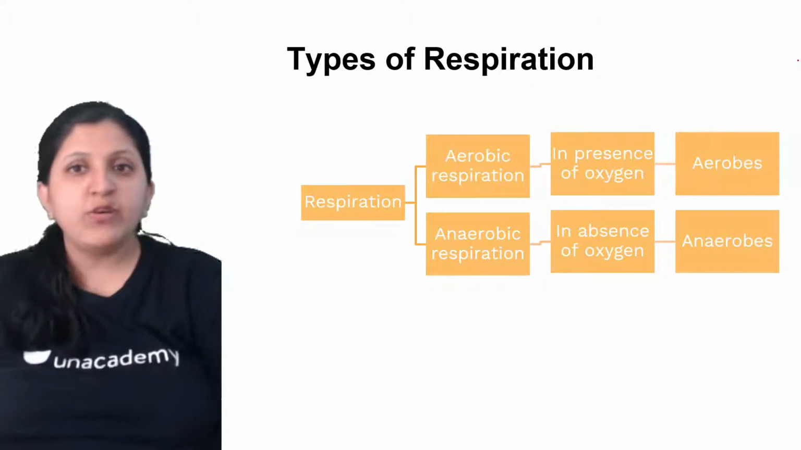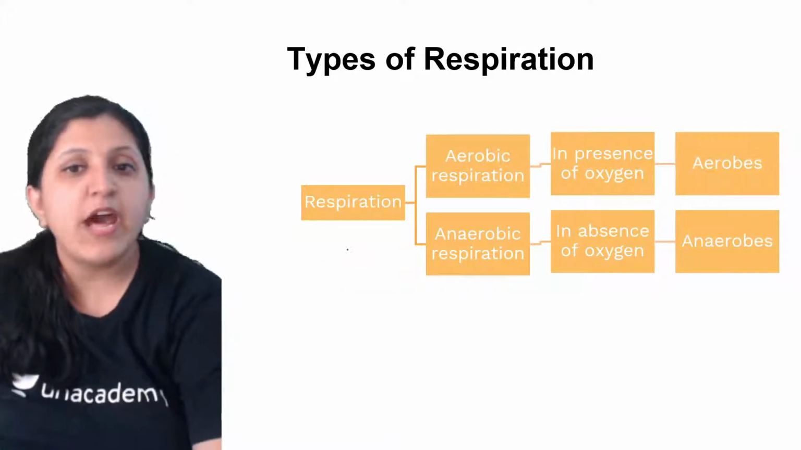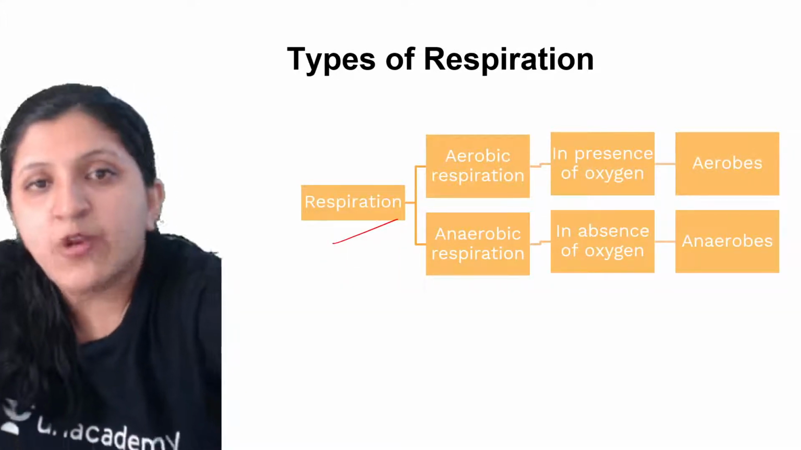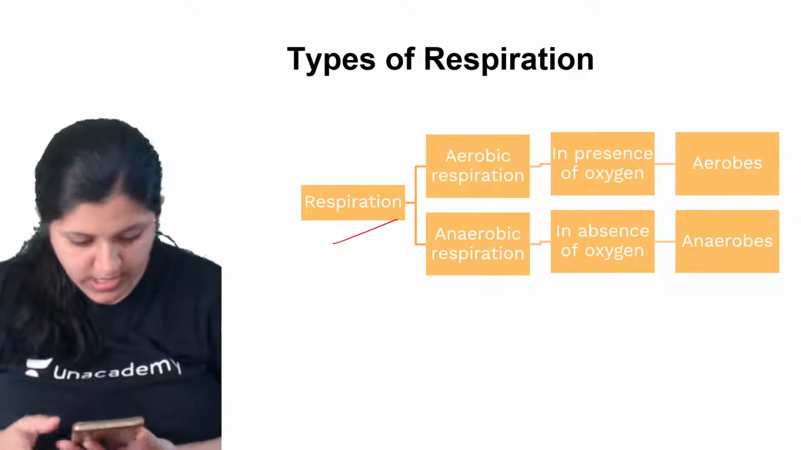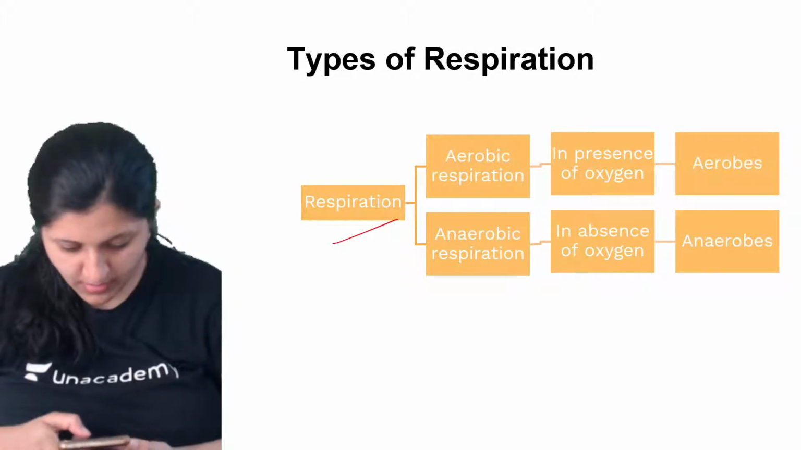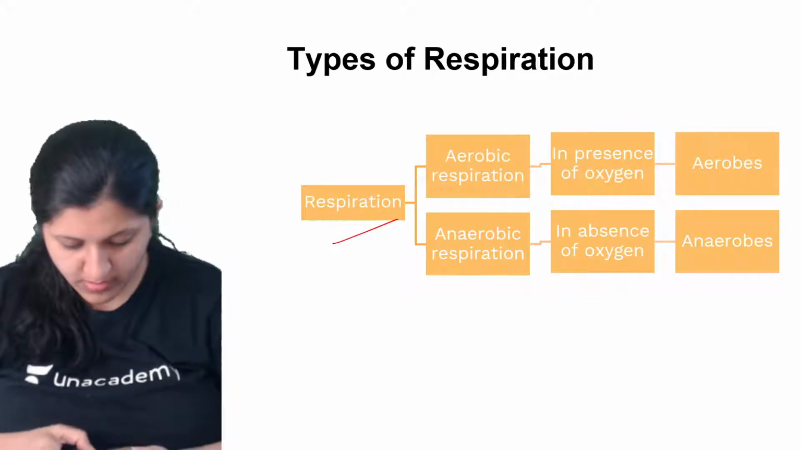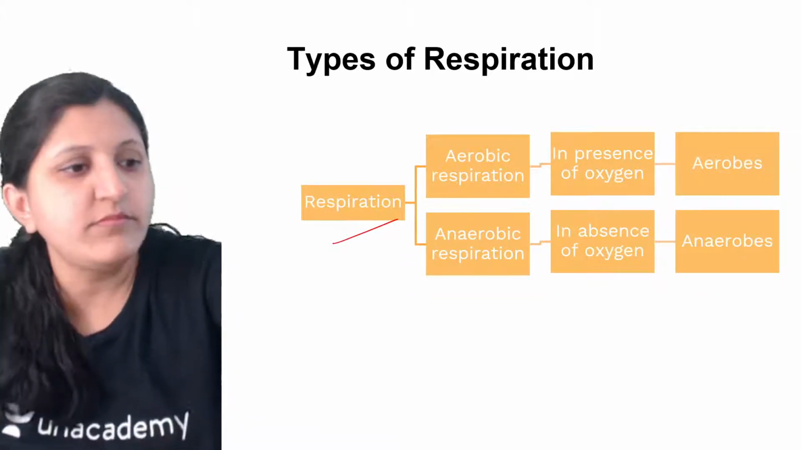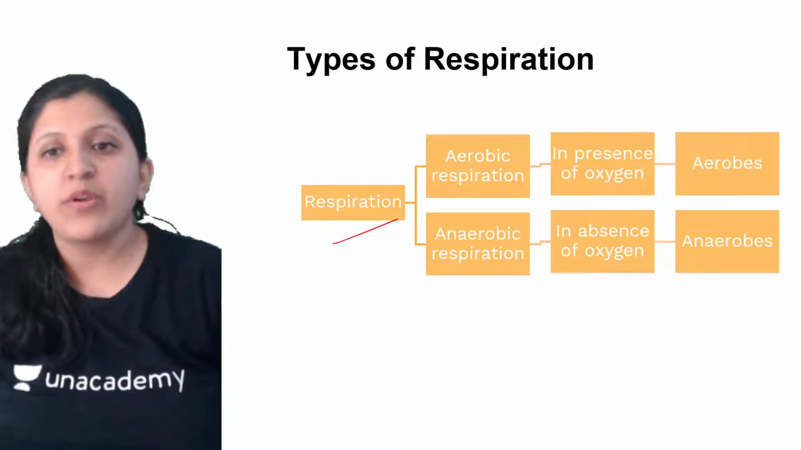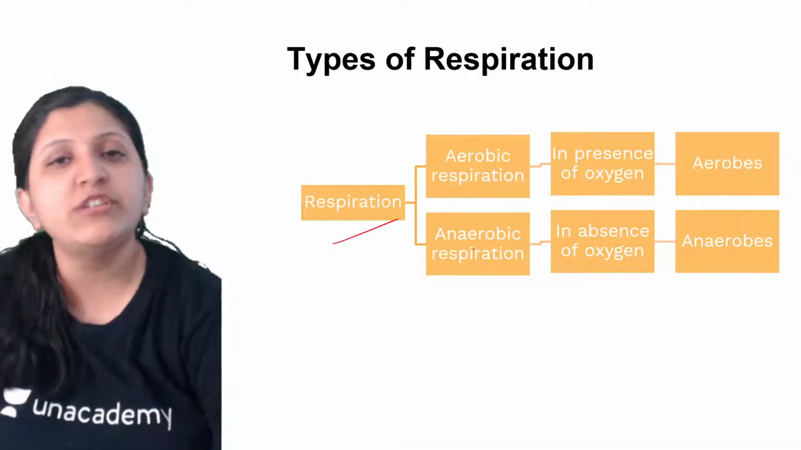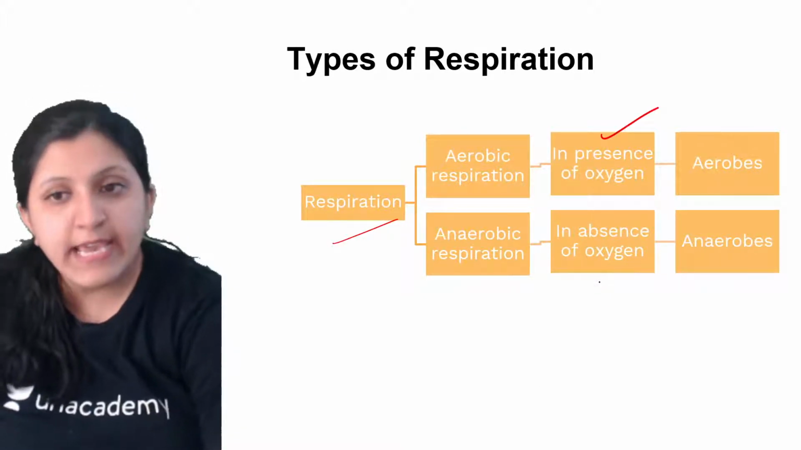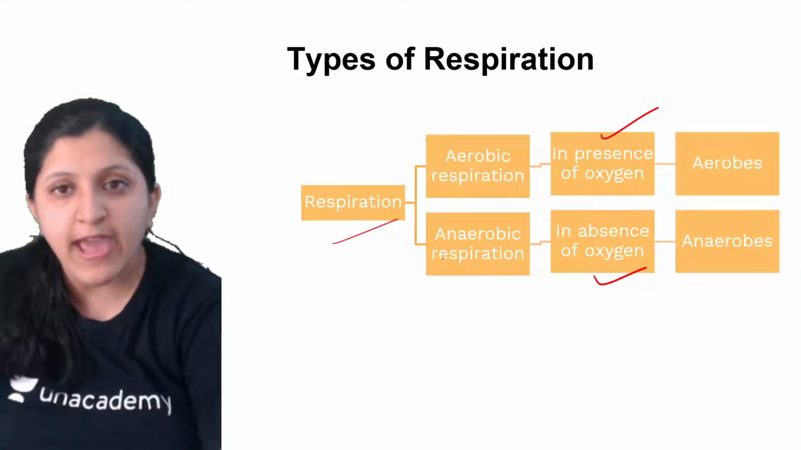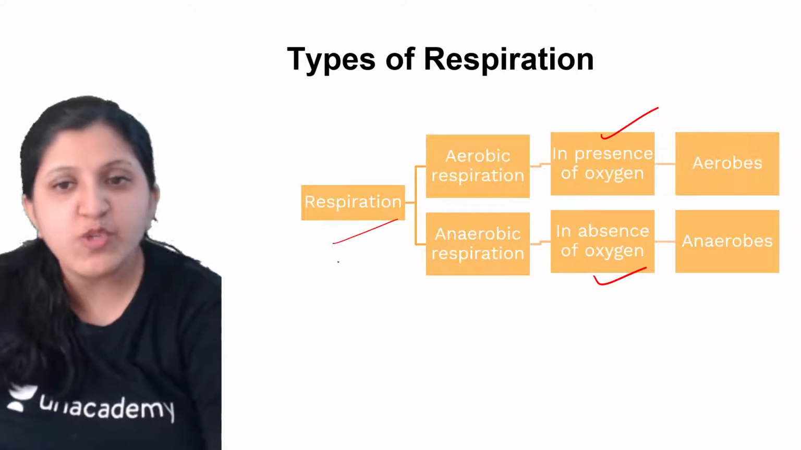Okay, let's have a look here. There are two types of respiration: aerobic and anaerobic. Aerobic respiration is in the presence of oxygen, and anaerobic respiration is in the absence of oxygen. So there are two types of respiration.